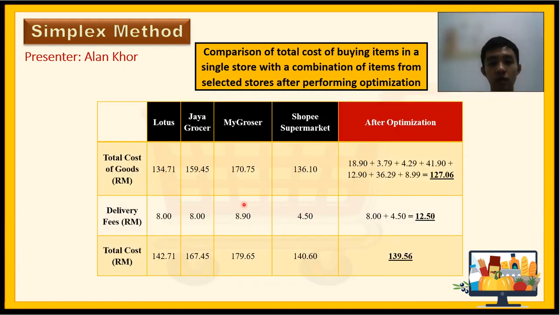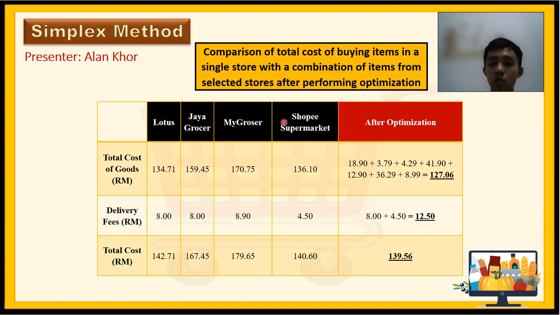This table illustrates the comparison between total cost of purchasing all items in single store and combination of items purchased from selected stores. It can be observed that delivery costs with 2 online stores, Lotus and Shopee Supermarket, are incurred if you purchase combination of items based on the optimization outcome. They are 8 ringgit and 4 ringgit and 50 cent, which is 12 ringgit and 50 cent in total.